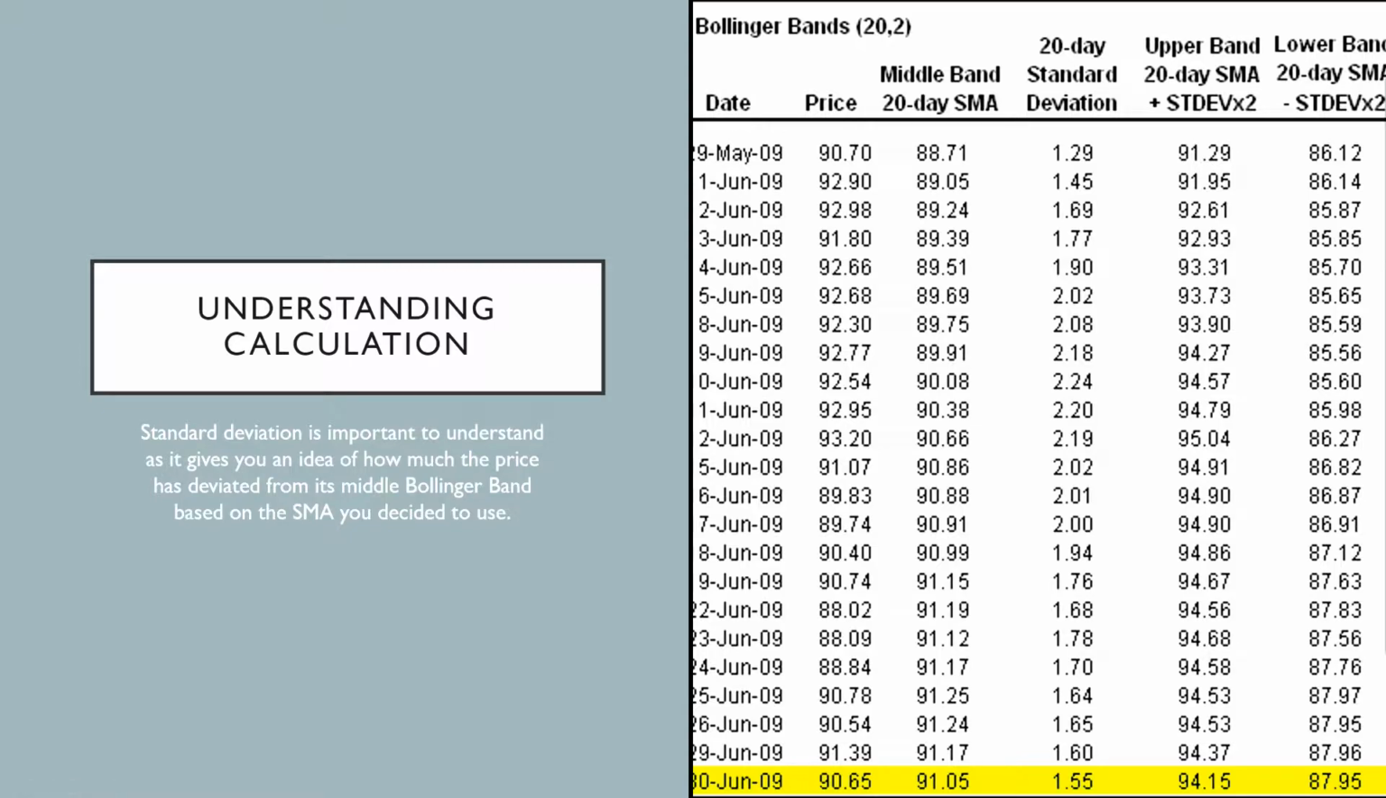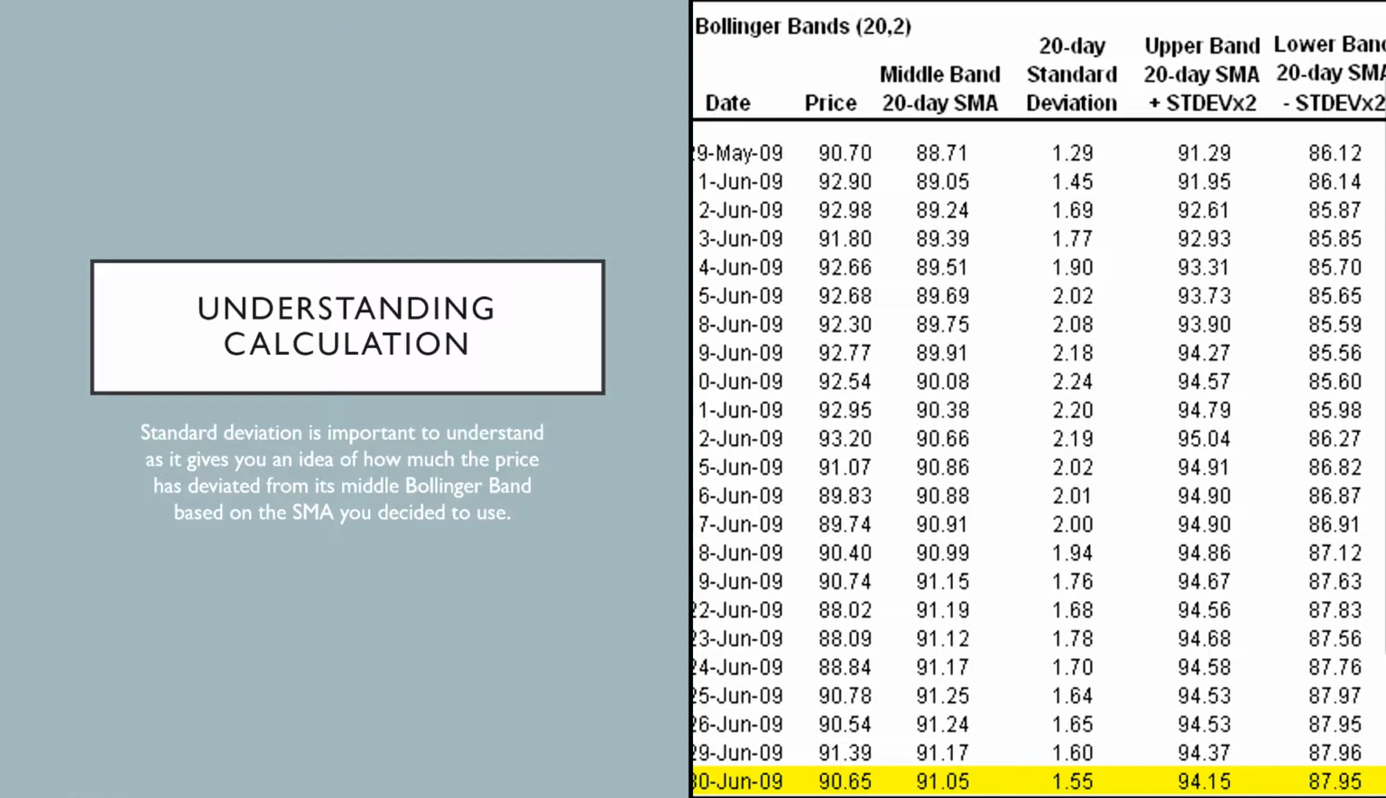Now the same goes for the lower Bollinger Band. We're just going to subtract. So again, the lower Bollinger Band is the 20-day simple moving average minus the standard deviation times 2. So the 20-day simple moving average, 88.71, minus the 20-day standard deviation of $1.29 times 2, which is $2.58. So 88.71 minus $2.58 will give you 86.12, and that will be your lower Bollinger Band.